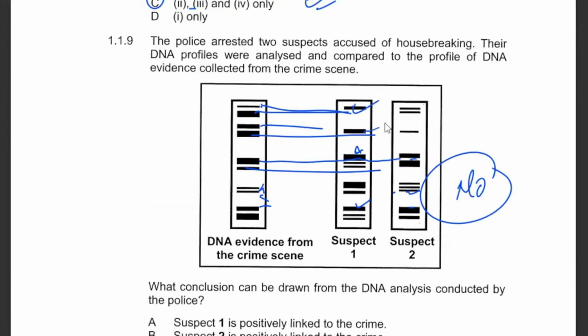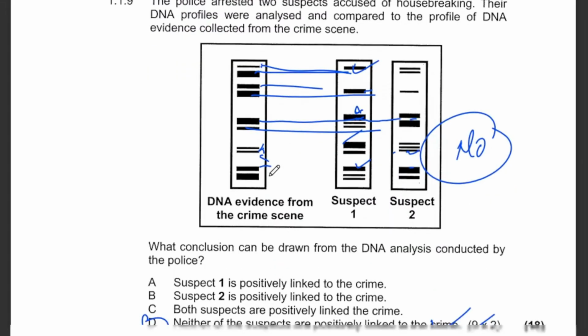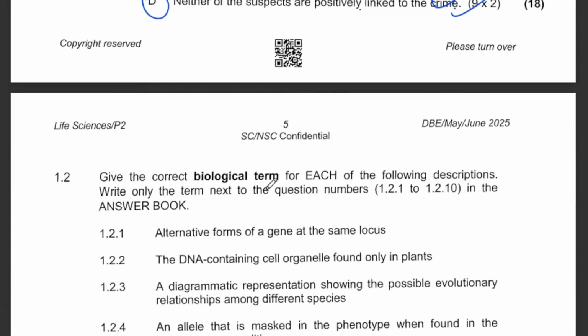If they were matching, they're not matching. Therefore, the answer becomes none there. So those 2 marks.